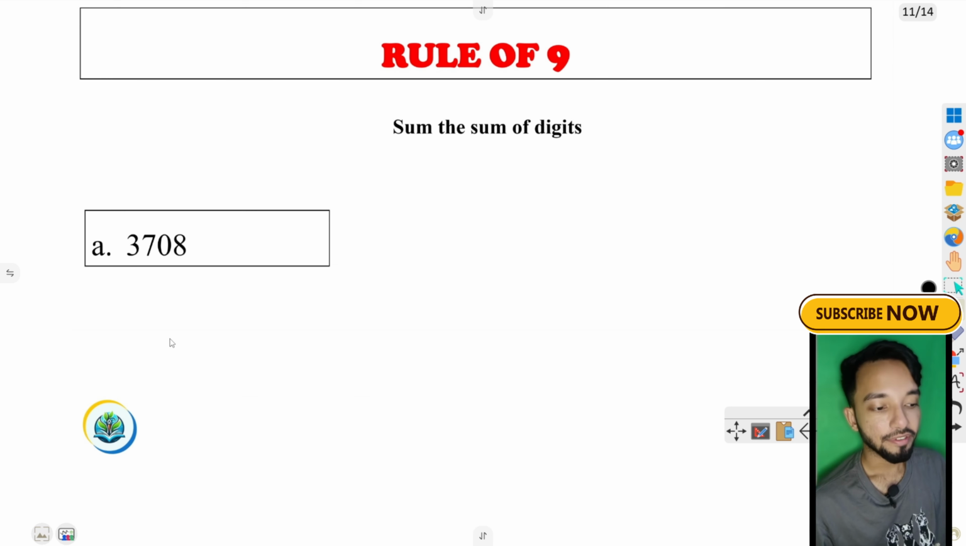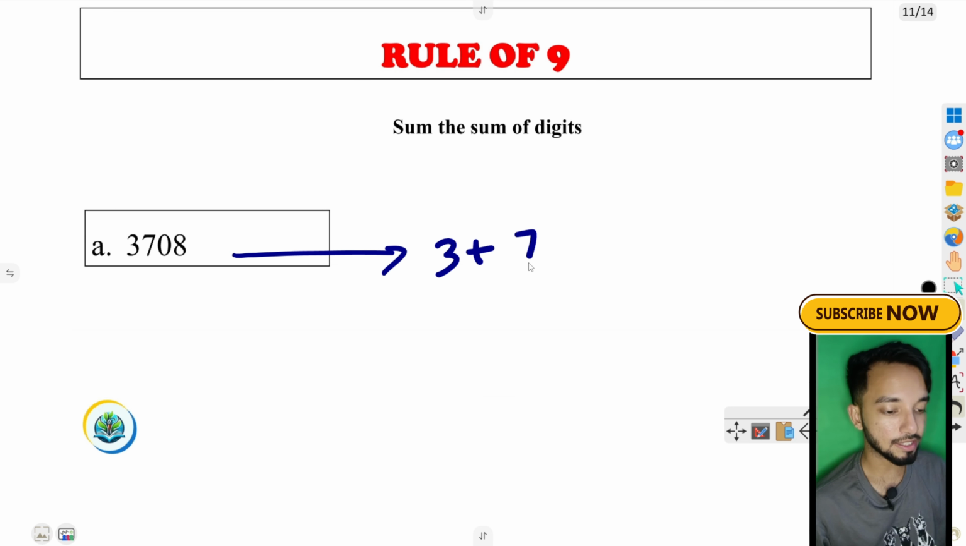Very simple. What does the rule of 9 state? The rule of 9 states that we sum the digits, and if the sum is divisible by 9, then the number is divisible by 9. Let's see for this number: 3 plus 7 plus 0 plus 8. 8 plus 7 is 15, 16, 17, 18.